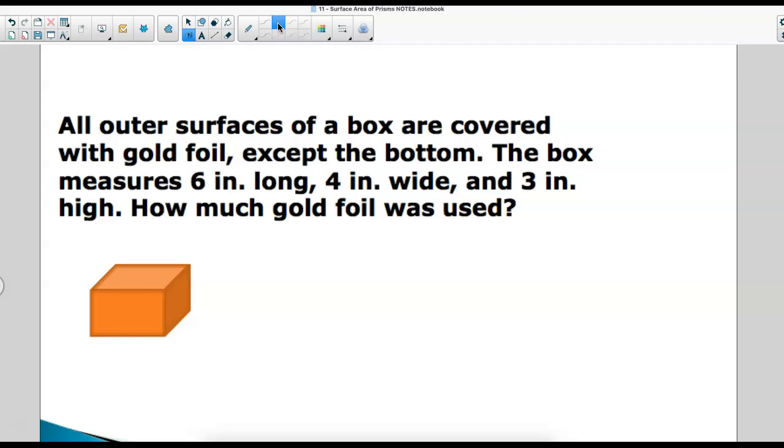This is a rectangular prism. So if we were covering the whole thing, we would do top, bottom, front, back, left, right, and add that all together. We're not covering the whole thing. Which side are we leaving out? The bottom. So I'm gonna cross this out because I'm not doing that. Okay, I'm not covering the bottom. So we need to put some labels on this box. It was 6 inches long, 4 inches wide, and 3 inches high. So I'm going to label it just like that, 6, 4, and 3.